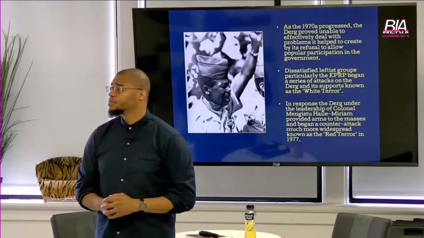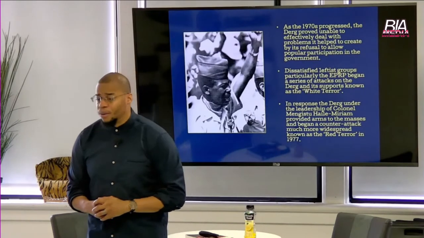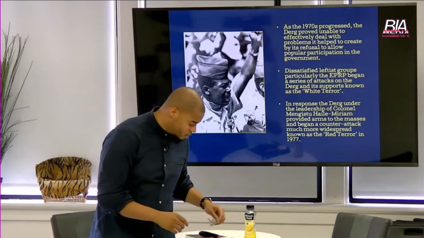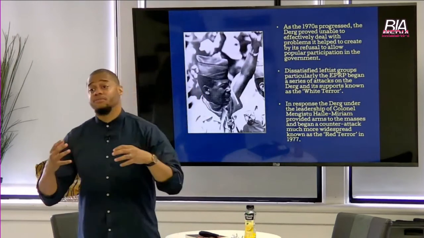What is the reason for the exploitation in Ethiopia, and who were the people being exploited there? So you had two levels of exploitation. One, it was a monarchy.